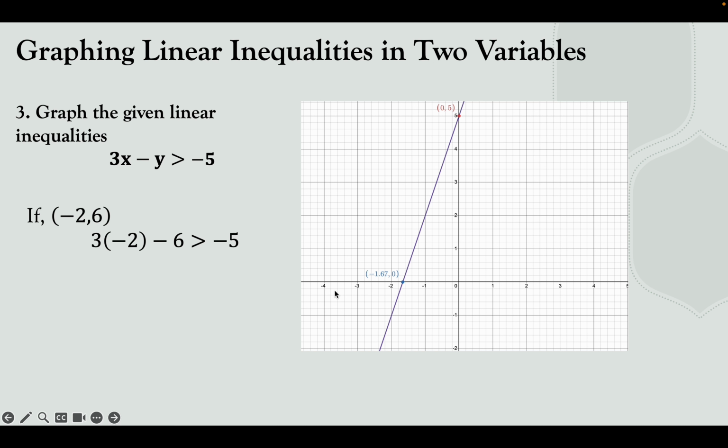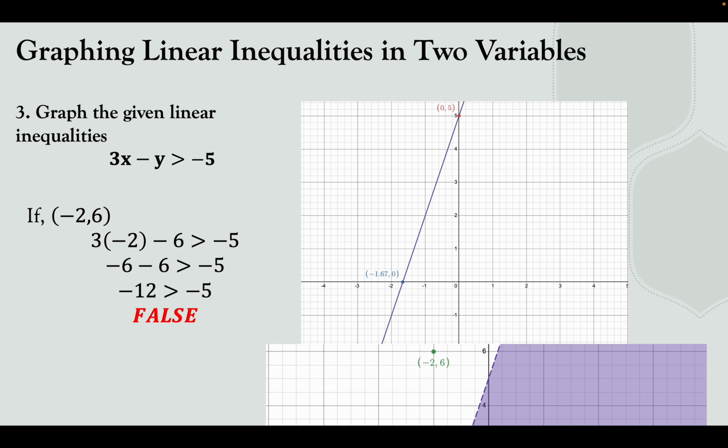And then next, pick another point from this side. So we will use negative 2 and 6. Now substitute here. So we have 3 times negative 2 minus 6 greater than negative 5. So 3 times negative 2 is negative 6, minus 6, we have negative 12. Is negative 12 greater than negative 5? So no, that is false.